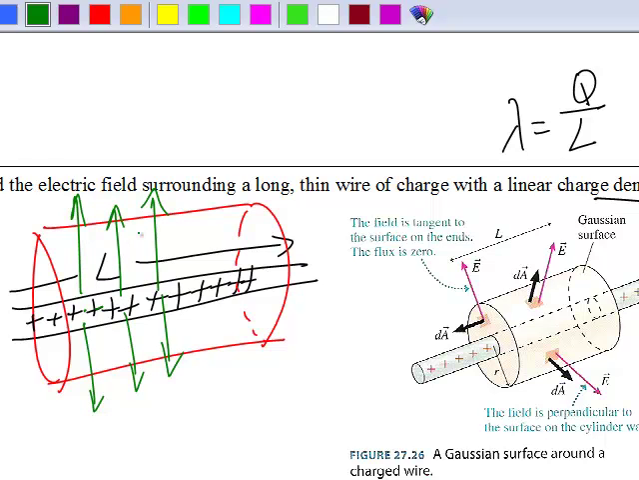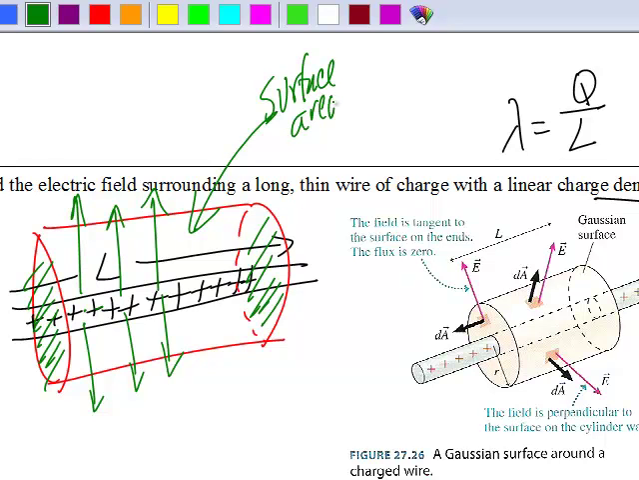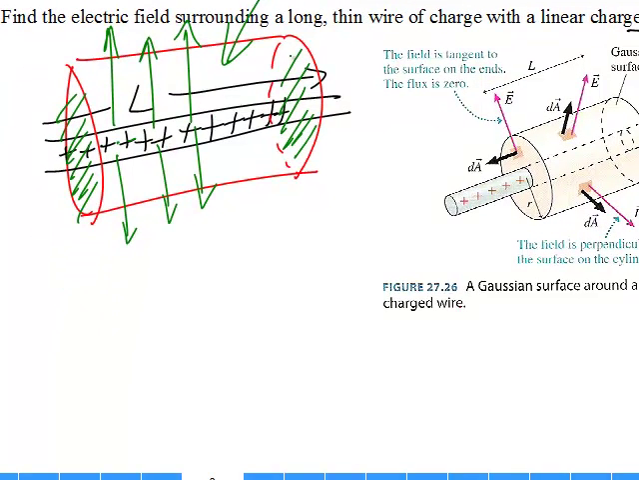Now, what about the ends? On the ends, I do not have to worry, because these endpoints are going to be parallel to the field lines, so the only area in which flux will be felt is the surface area of this cylinder. So I just have to worry about the curved surface area. I don't have to worry about these endpoints.